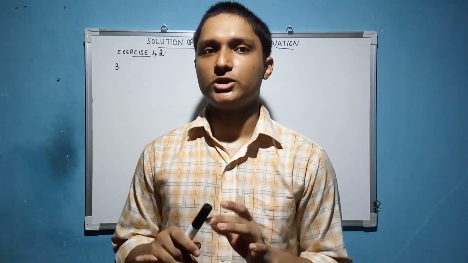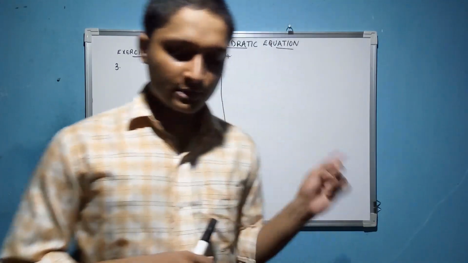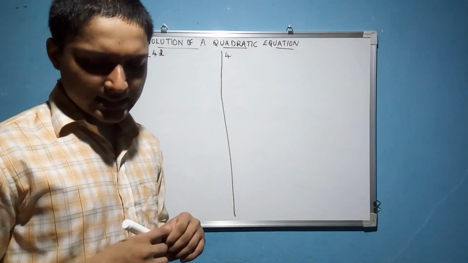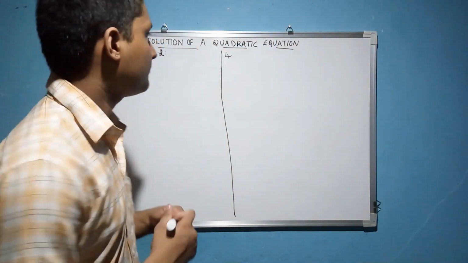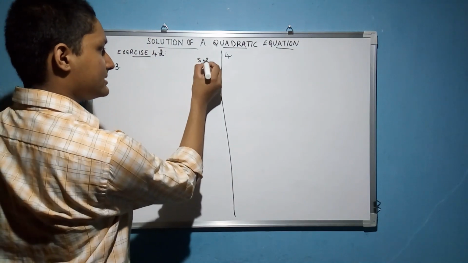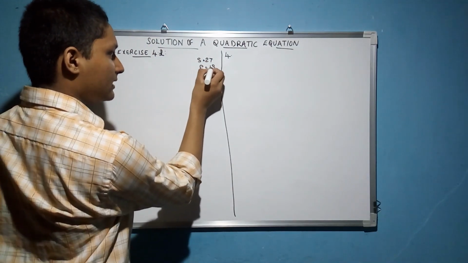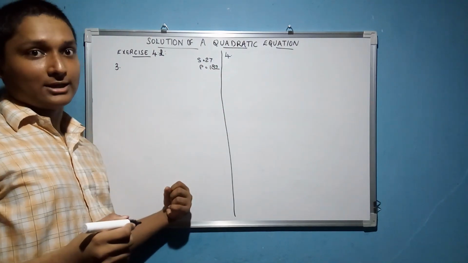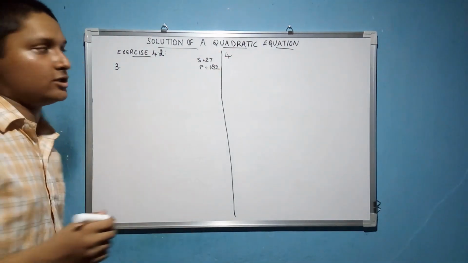Just solve it based on that. Okay, so now we have a third question. The third question is find two numbers whose sum is 27 and the product is 182. Sum is 27 and product is 182. Okay, we are not going to use our method. We need to use the quadratic method, the quadratic equation needs to be formed.